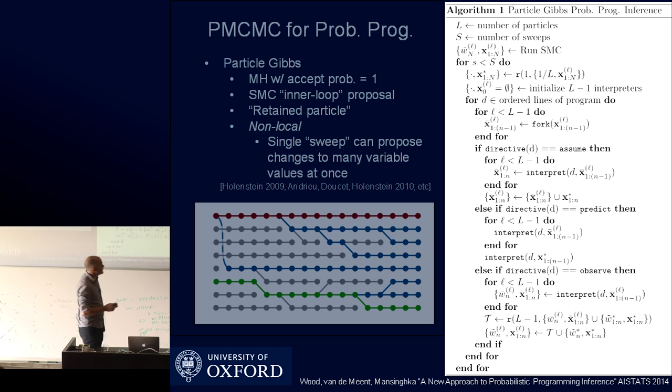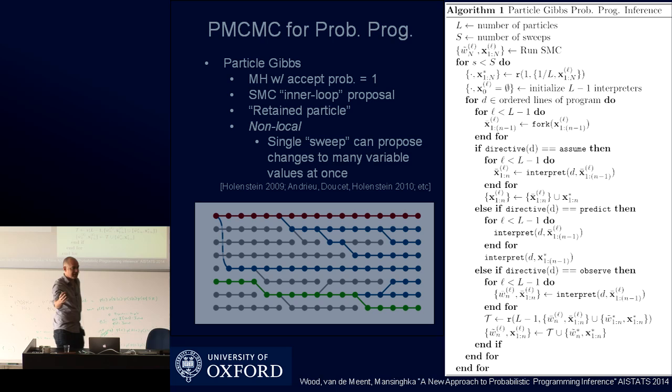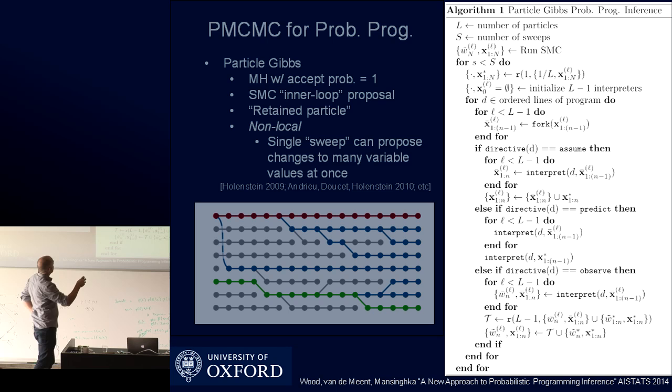Okay, so again, we have L particles. Now we're going to run for some number of sweeps. S is N on the Anglican command line argument. Actually, that's not true. I take that back. That's totally not even remotely true. If you don't specify a number of samples, then the sweeps will just run to infinity.